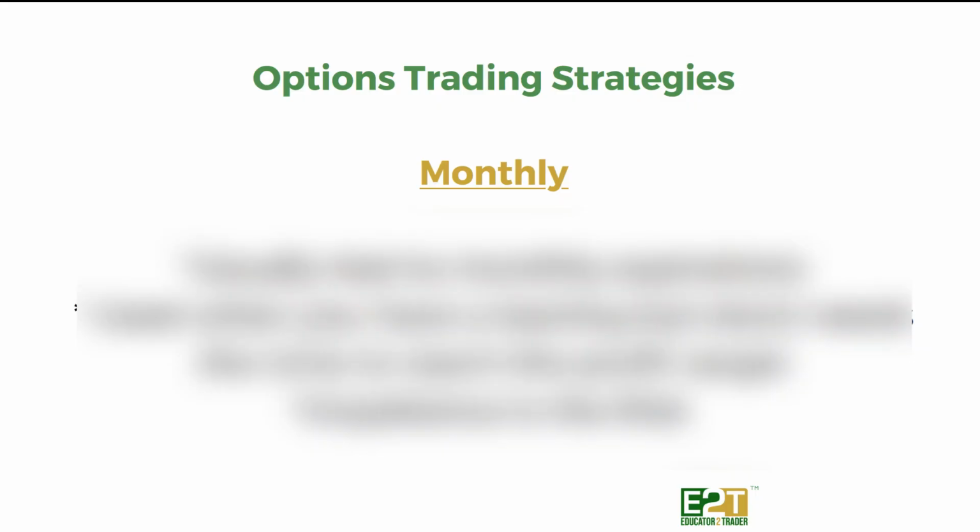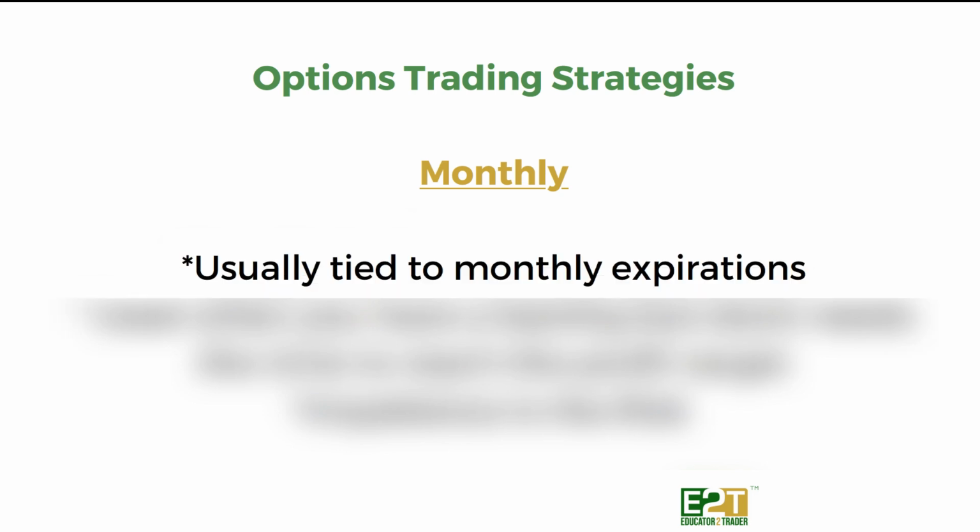The fourth strategy we're going to look at is monthly trading. It's usually tied to the monthly expirations, the third Friday of the month primarily. That's called OPEX day. Basically, that's when the monthlies expire. A lot of people seem to like those days because there is generally a lot of volume that happens.